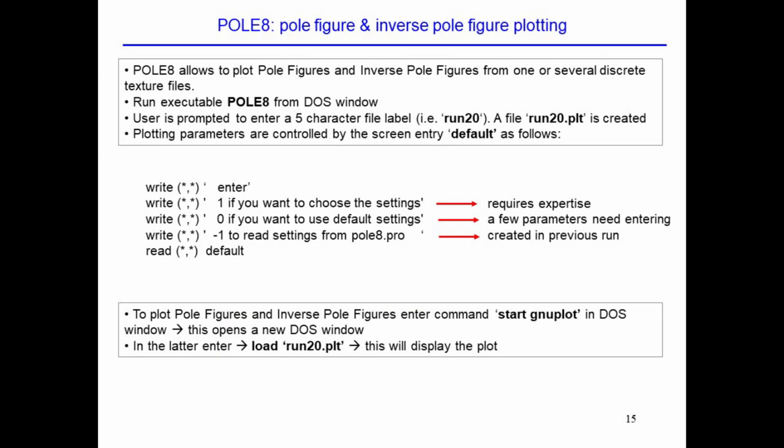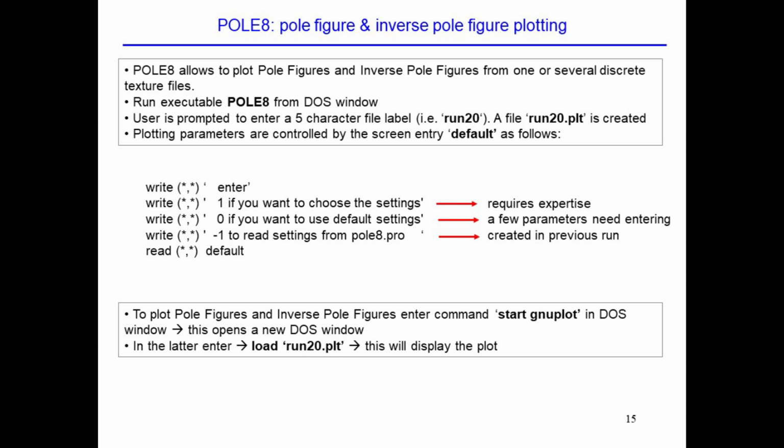So as I said, with that you are going to plot pole figures or inverse pole figures. You will run the executable Pol8 from the DOS window. Is everybody going to be using Windows, or is someone going to be using Linux here? Let's mention what could be the change that you need to do. But you will be prompted when you run the code.